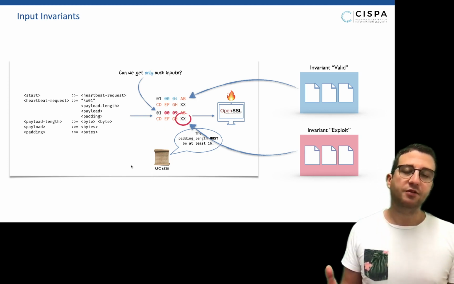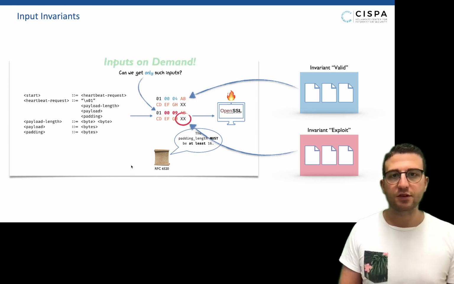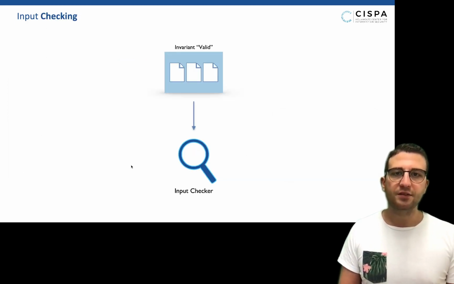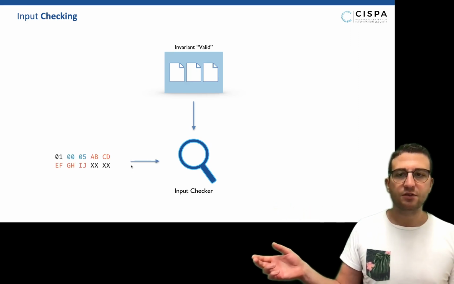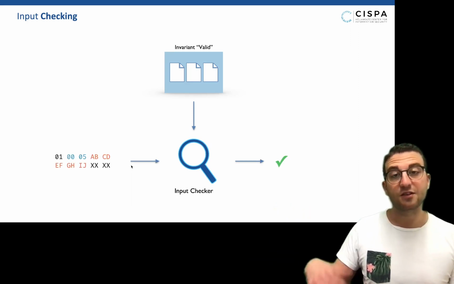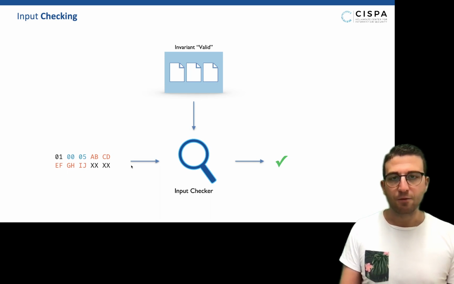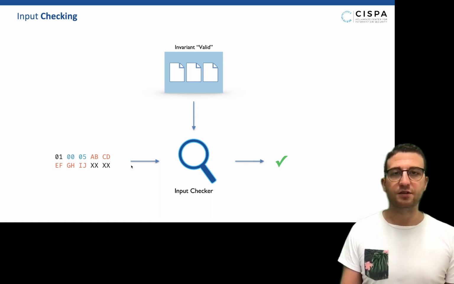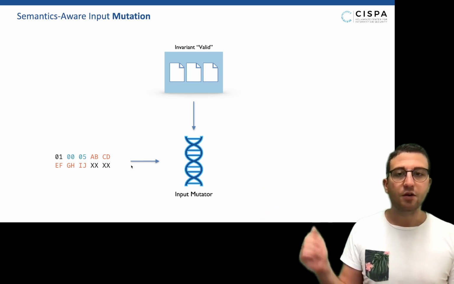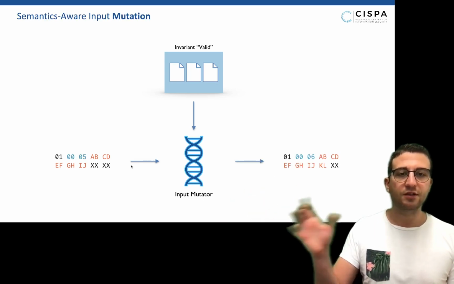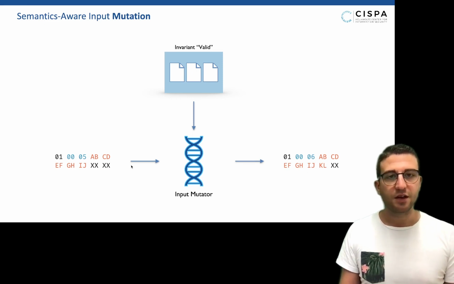With invariants, we can fuzz, but we can also do more. For instance, we can take an invariant and put it into an input checker that now decides whether or not an input is valid, satisfies the invariant, without even calling our OpenSSL server. We can also take a malicious input and repair it, or take any input and mutate it in a way such that the result still satisfies our invariant.